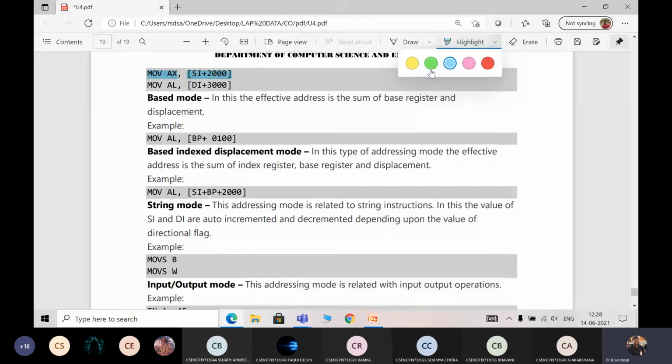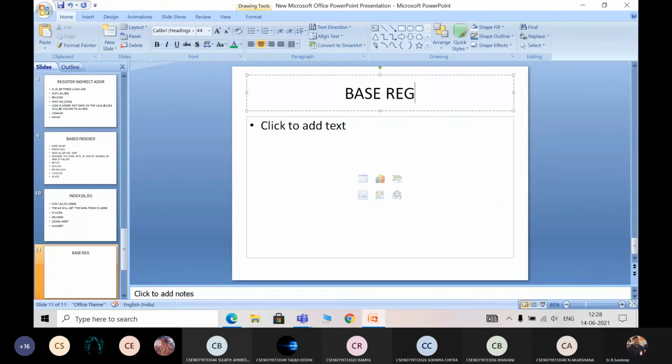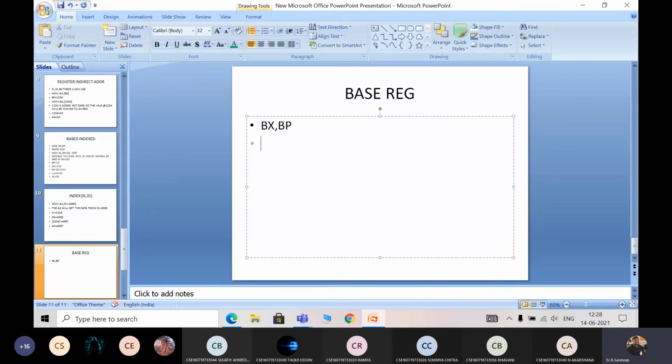Here you can see, in the same way we did for the index register, MOV AL, [BP + 0100]. So these two values will be added. Suppose the base pointer is pointing, like the base register, then BX and BP. These two are the possible registers which you can use. For example, MOV AX, within the braces, suppose we have BP plus some 1000.